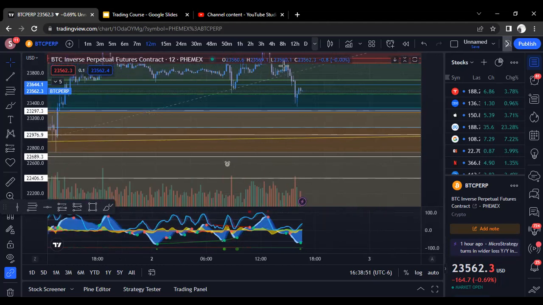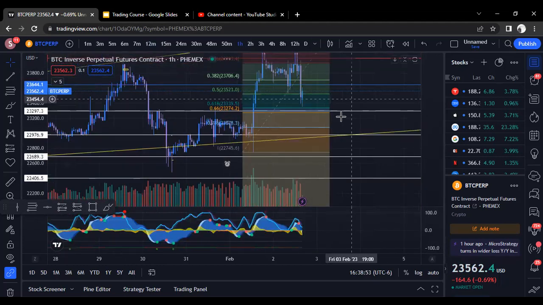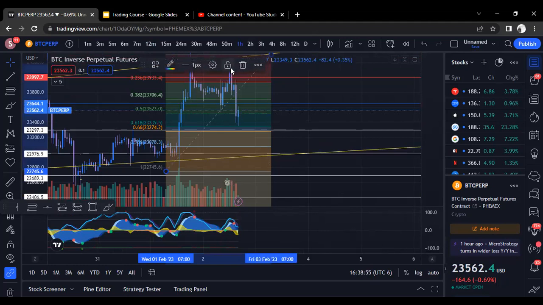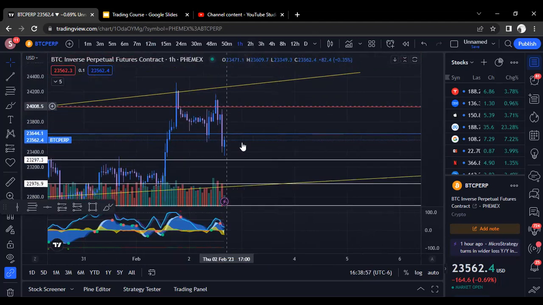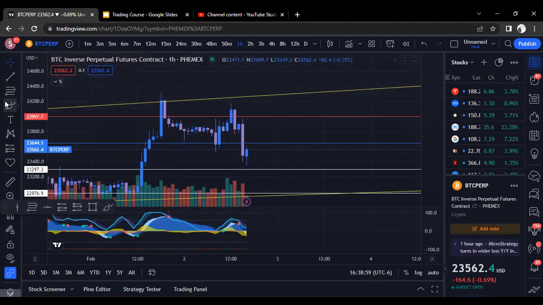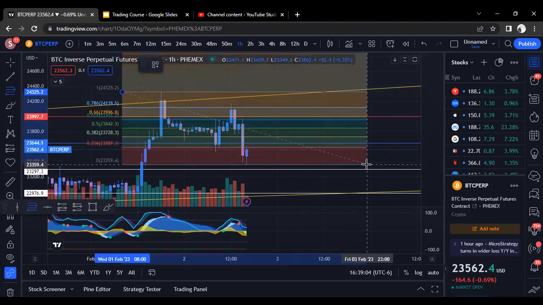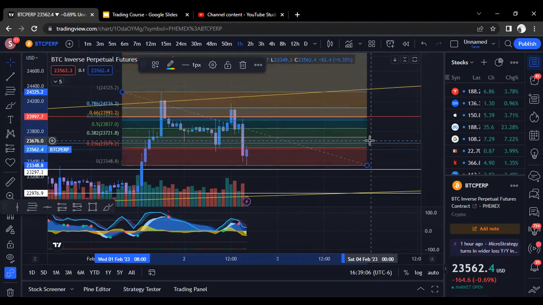Okay. And then the other way to use the fib is for targets. So you go from the swing high to the swing low. And these are going to be like the areas where you would be looking for a short. The golden pocket is at another one of my levels up here, at the 24,000 level.